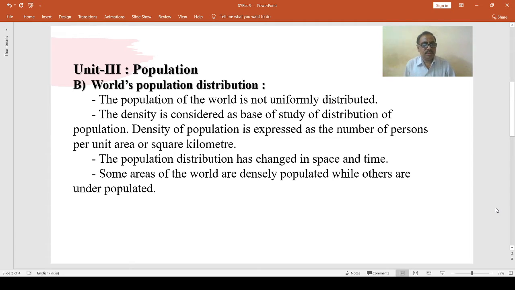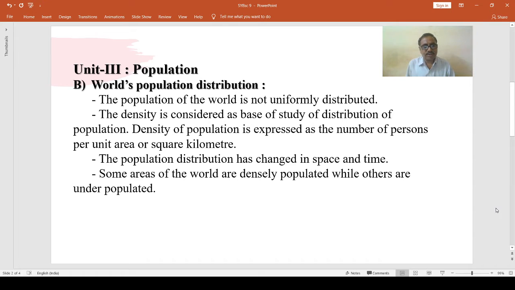As the population of the world is not uniformly distributed, there are some areas of the world which are almost uninhabited, while other areas have high concentration of population. The regions of Himalayan mountain, Antarctica, and several other isolated islands of the world are uninhabited.